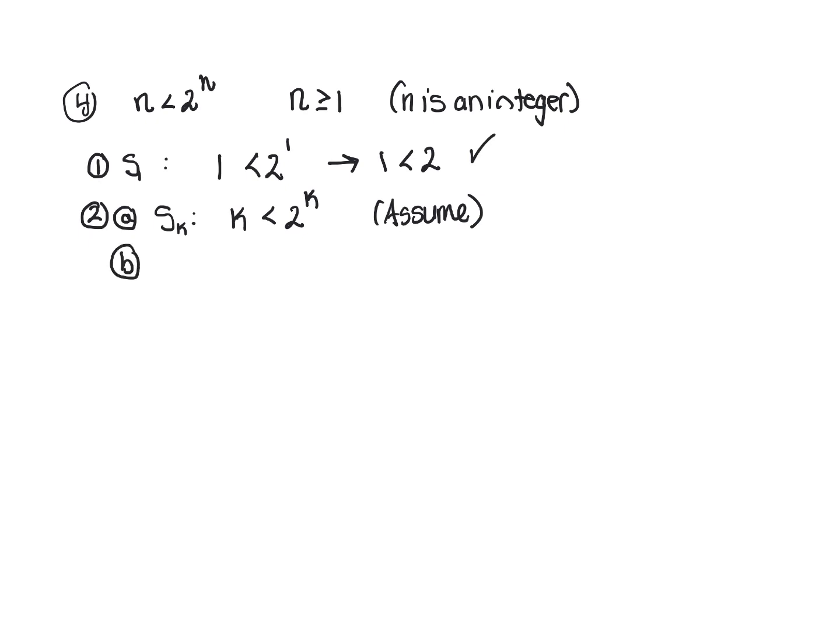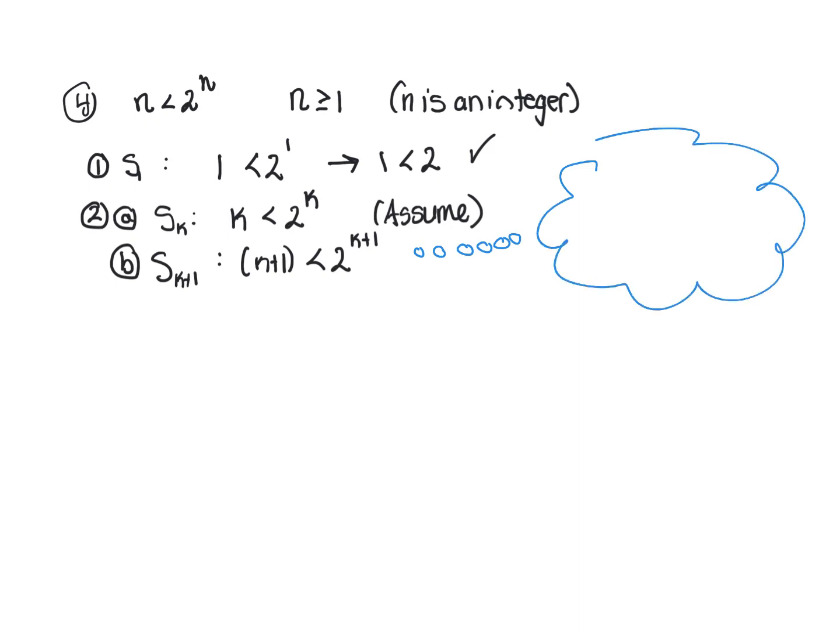Part B is then we do S sub k plus 1. Now that's going to say k plus 1 is less than 2 to the k plus 1. And this is what we're looking to prove. Okay, let's take a little thought real quick. 2 to the k plus 1 is the same thing as saying 2 to the k times 2 to the first, because if we have the same bases, then we add the powers together. So I'm going to use that thought.